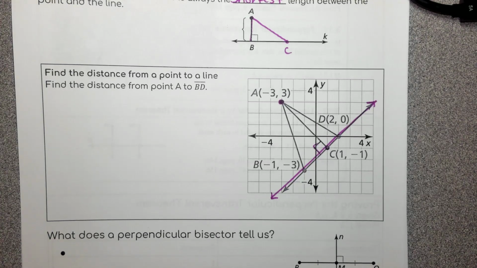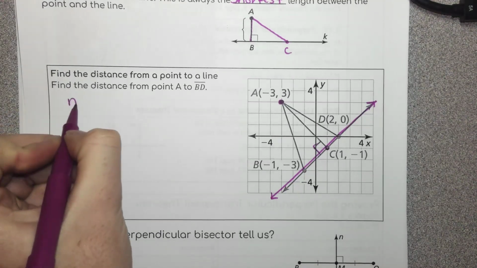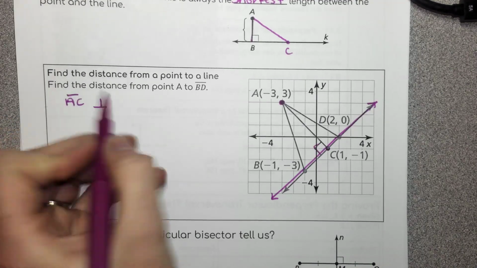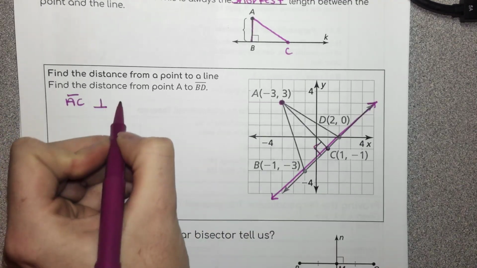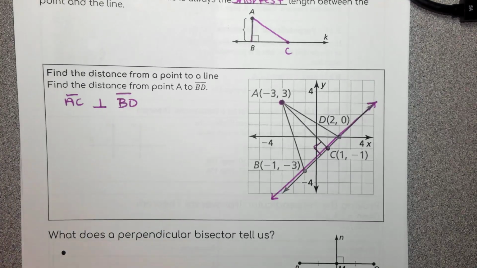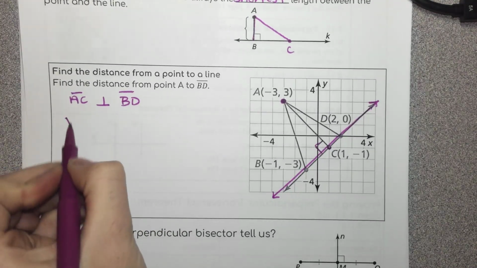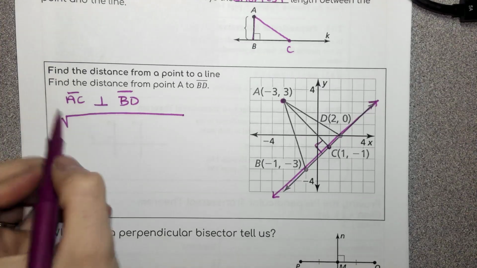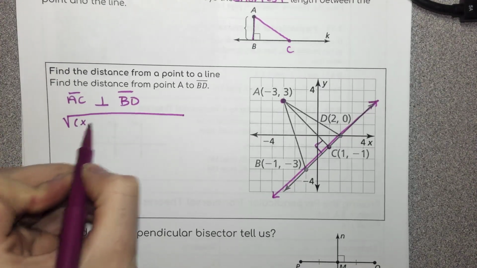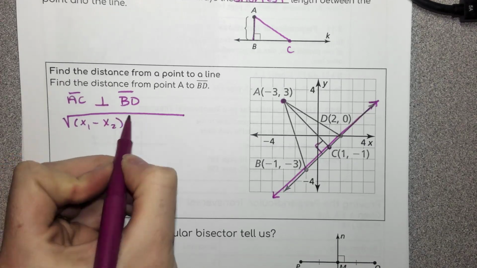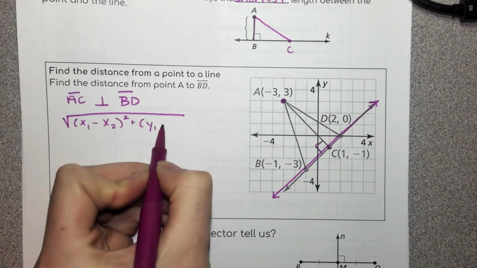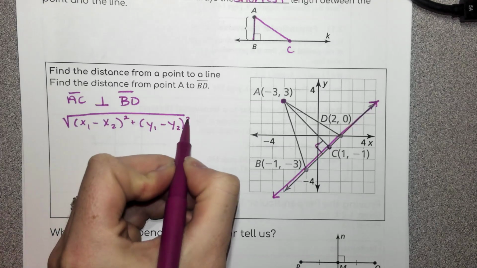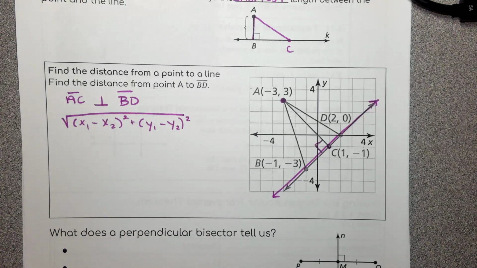Hopefully you remember that guy. Can you write that down? Because AC is perpendicular to BD. Who remembers the distance formula? Isn't it like x1 minus x2 squared plus y1 minus y2 squared? Yep. So it's the difference in your x's squared plus the difference in your y's squared.